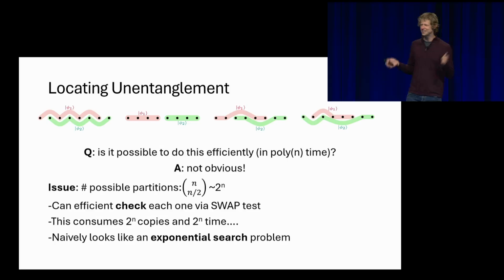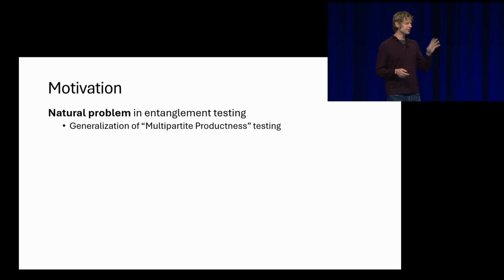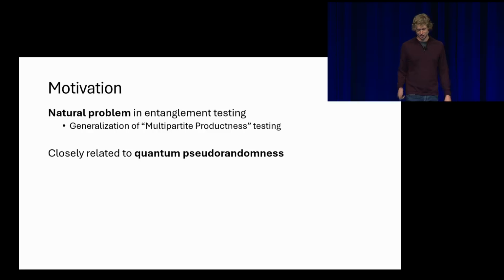Naively, this looks like it could be an unstructured exponential search problem. Okay, so why are we interested in this problem? Well, the first is that it's a very natural problem in entanglement testing. As I'll discuss on the next slide, it's a generalization of something called multipartite productness testing that had previously been considered in the property testing literature.